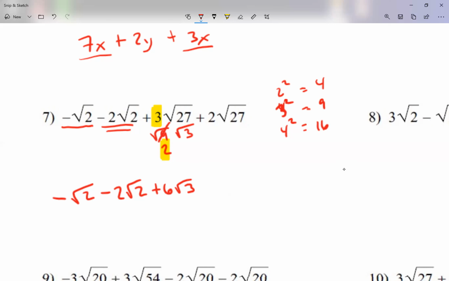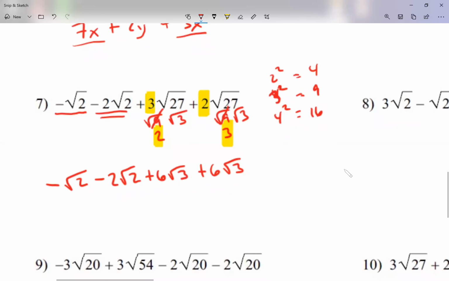The last one, 2 radical 27. Radical 27, let me break that as 9 times 3. The square root of 9 is 3. This 3 multiplied with this 2, I know that's 6. So this is going to give me plus 6 radical 3. So I simplified my radicals. Then I'm going to combine like terms.